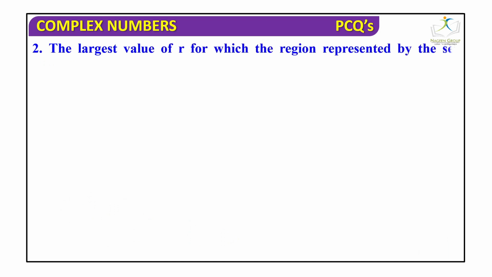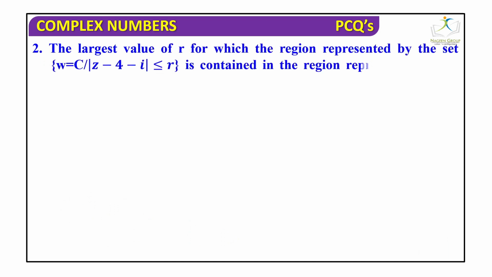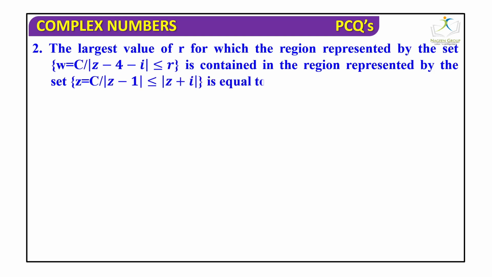Now we have a question: the largest value of R for which the region represented by the set W. We have a set W of complex numbers z such that this is given less than R.